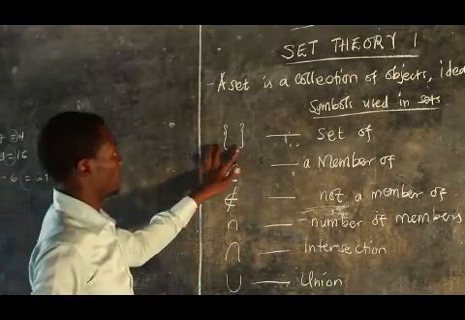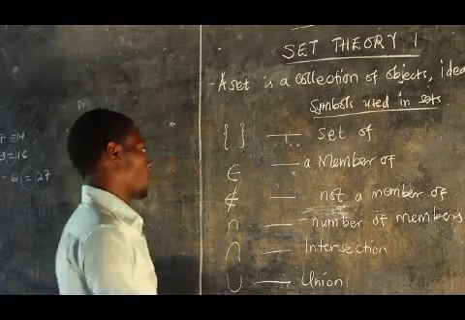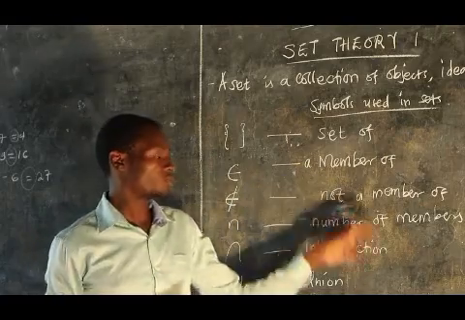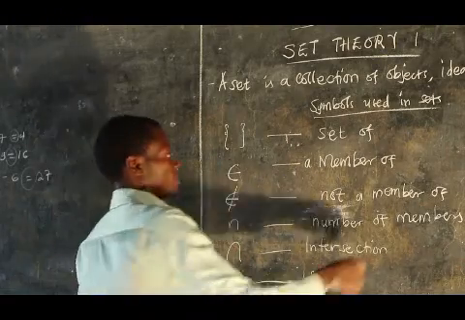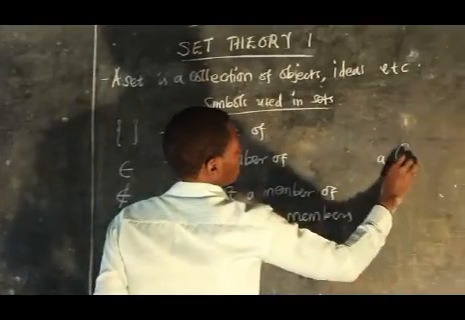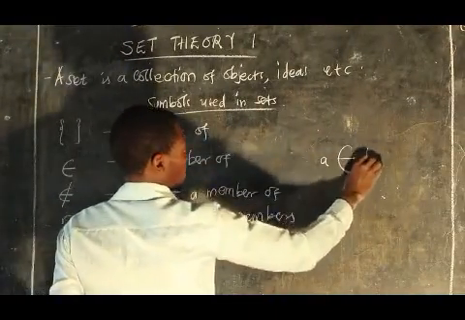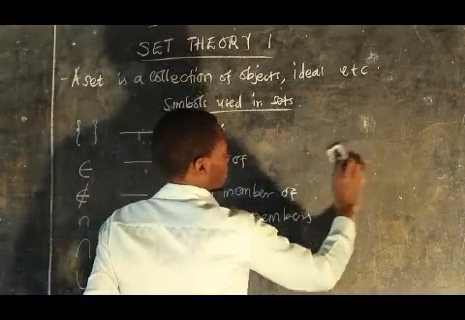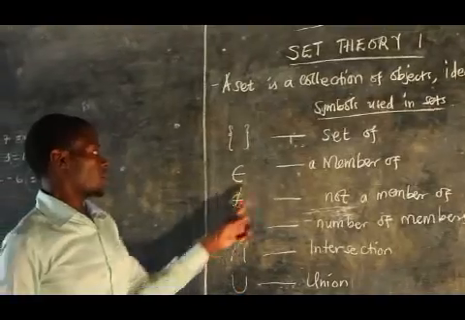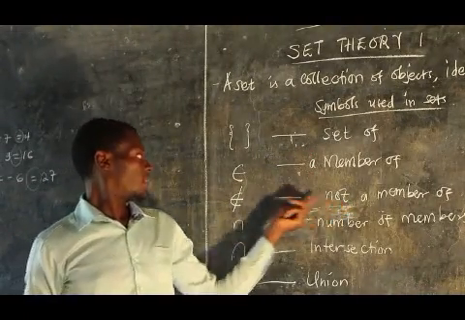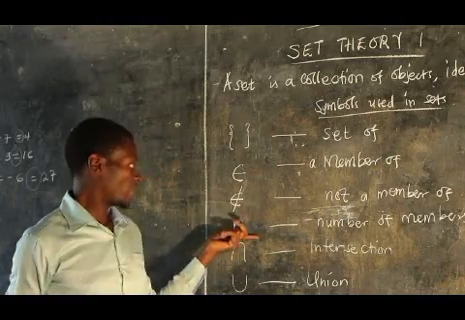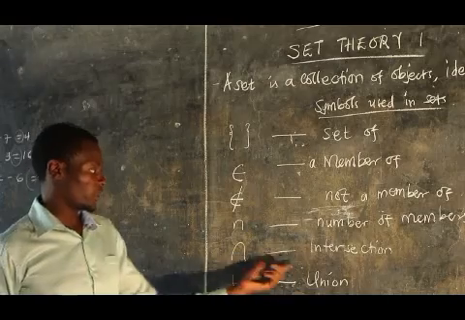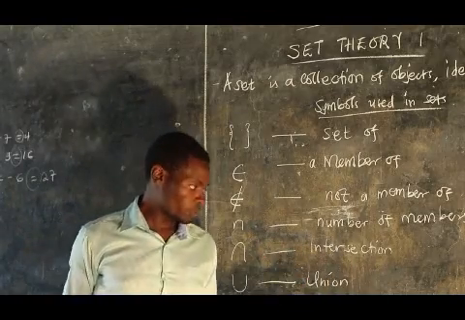These curly brackets are used to mean that that's a set or set of. This one is used to indicate that it's a member of that set. For example, you can say A is a member of set B, like that. If we are given set B and A is a member, we represent it like that. This one is just the opposite of this one. It says that this one is not a member of set B. This small n. Now this one is for intersection, union, universal set.